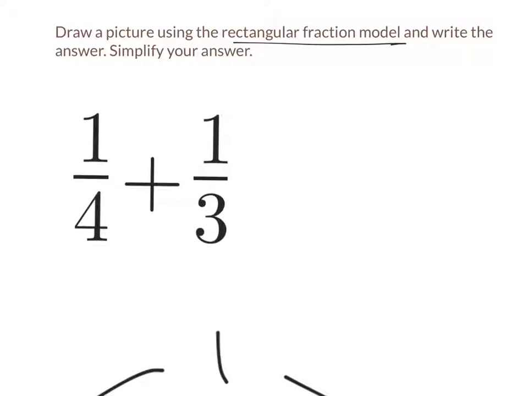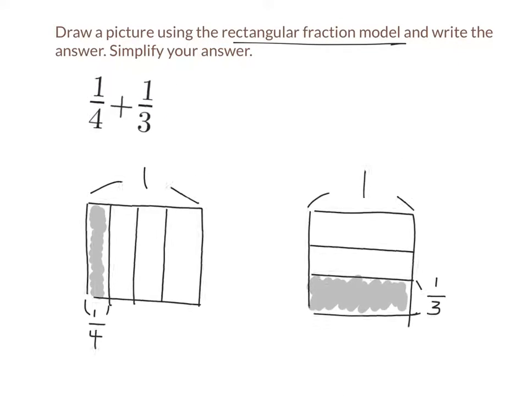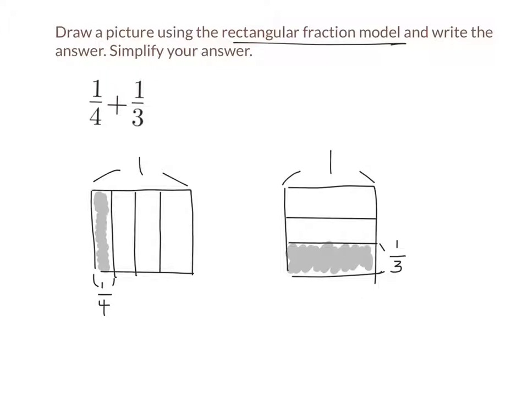And then in order to do this, okay? So I'm going to show you how we do this. I'm going to model both fractions using rectangular fraction models. By the way, what's another word for rectangular fraction models? Area models. So let's do 1/4 first. Go ahead and draw a rectangle and label the whole thing as 1 unit. Now, in order to show 1/4, I need to divide that 1 unit into how many equal parts? 4. I'm going to shade in one of them and label that as 1/4.